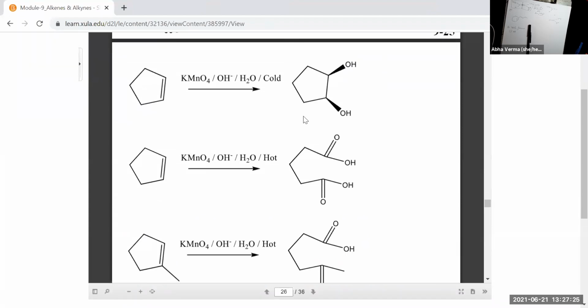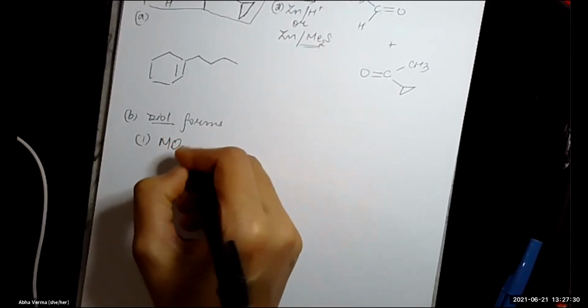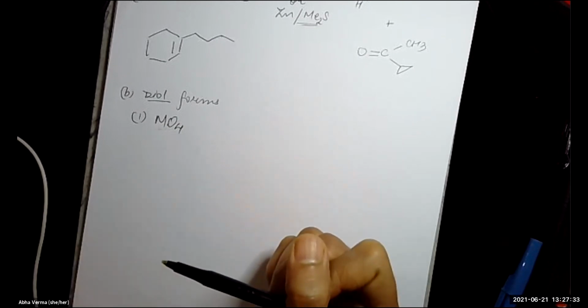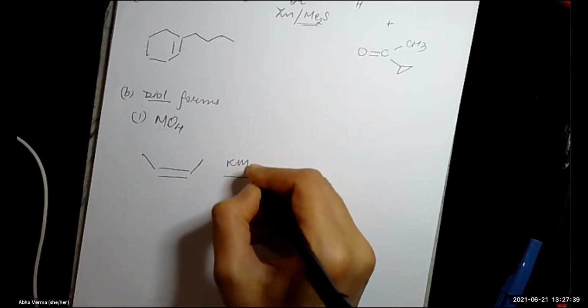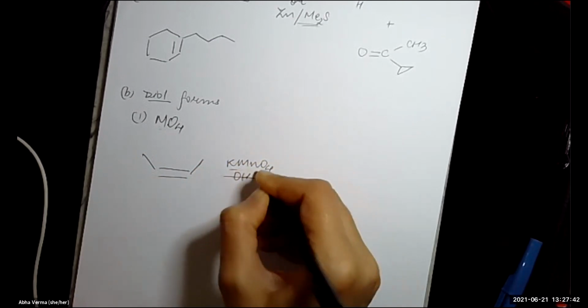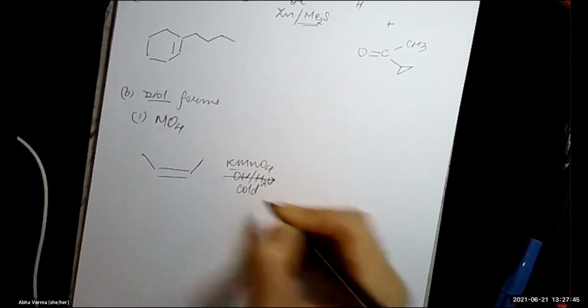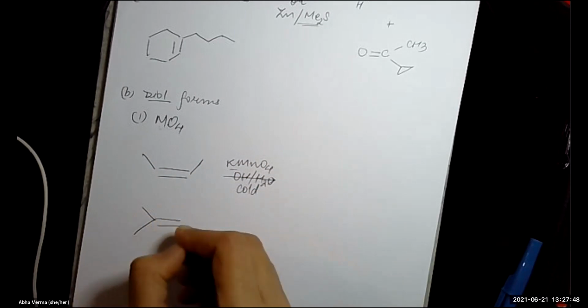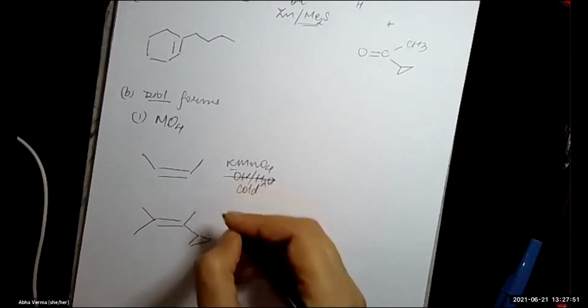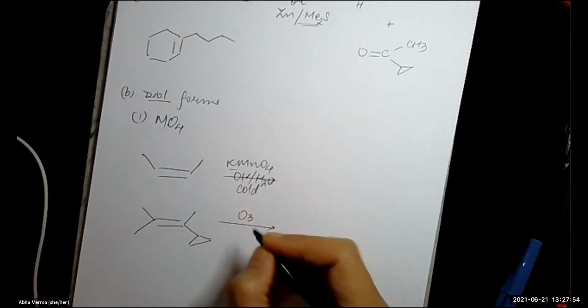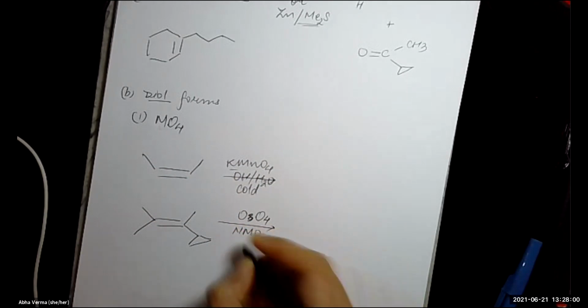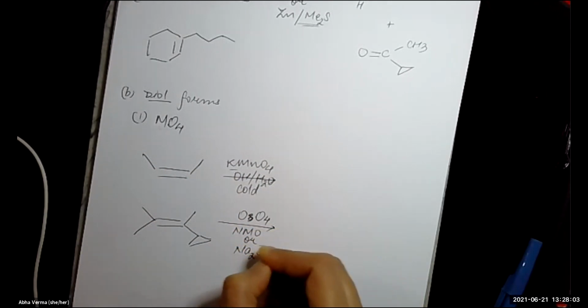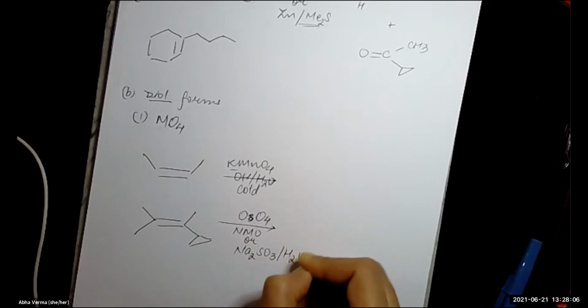We're going to use the same structure. So using metal oxides, you can use KMnO4, base, water, cold, or you could use osmium tetroxide, NMO, or sodium sulfite, water.